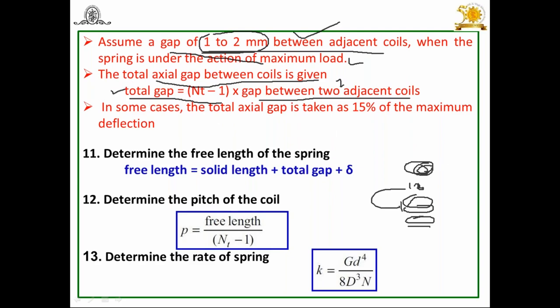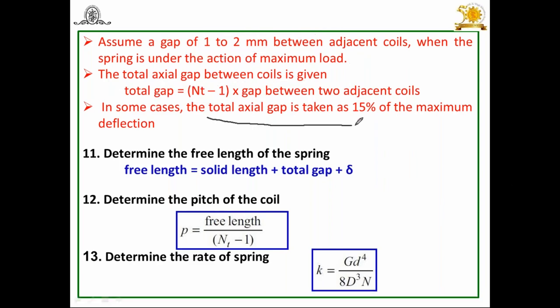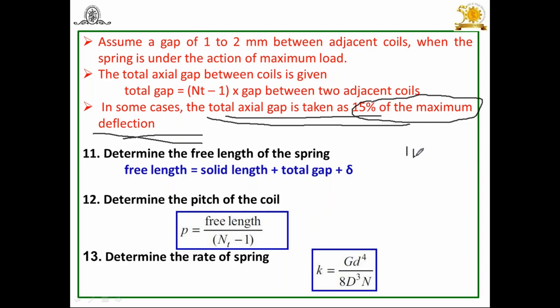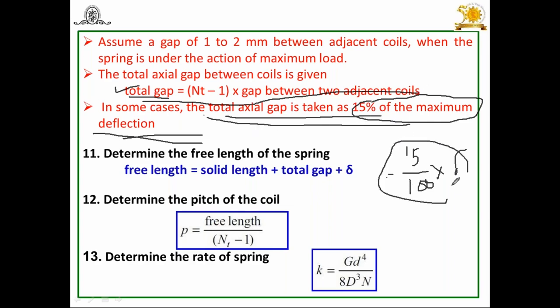And in some cases, instead of calculating the total gap, this total axial gap is taken as 15% of the maximum deflection. 15% means 15/100, into deflection. Then you will get the total gap. You will get the total gap either by using the earlier relation, or directly you can take 15% of the deflection. By using these two relations, you will get the total gap. And once you know the total gap, the solid length and the deflection, you can easily find out the spring's free length.